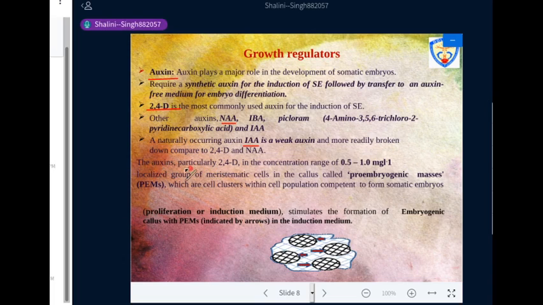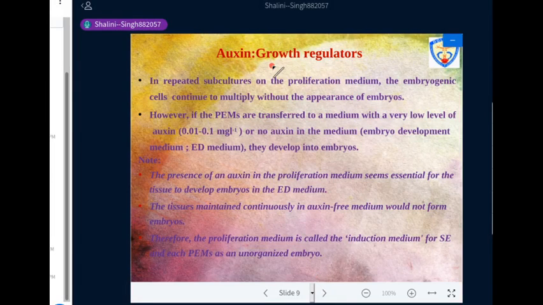The auxins, particularly 2,4-D, are used in the concentration range of 0.5 to 1 mg per liter. Localized groups of meristematic cells in the callus are known as pro-embryogenic masses, that is PEMs. These are cell clusters within the cell population which are competent to form somatic embryos. They are put onto proliferation or induction medium and stimulate the formation of embryogenic callus with PEMs, which have been indicated here by arrows in the induction medium, that is callus induction medium.